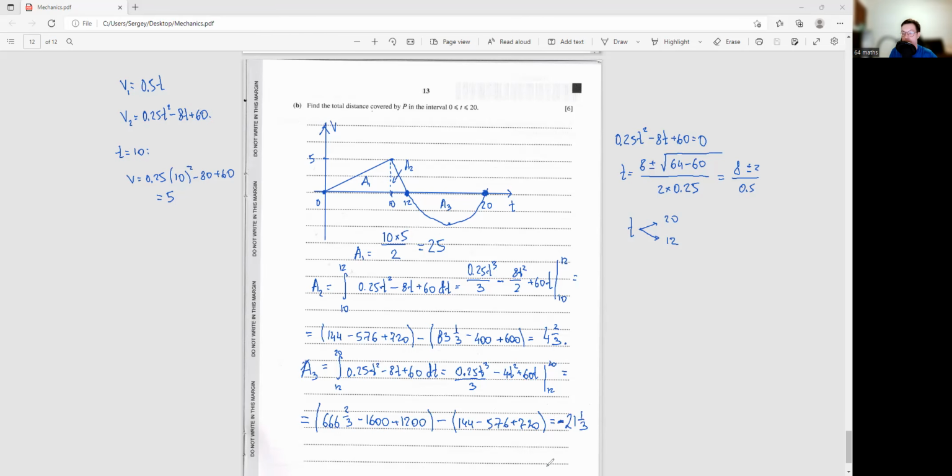So as expected, it is negative, but when I calculate the total distance, I'll do it here on the right side, I will take everything with the positive sign. 25 plus 4 2/3 plus 21 1/3. That is 51. Okay, and this is my final answer for the final question of this paper.